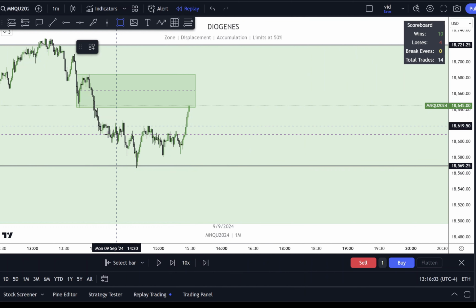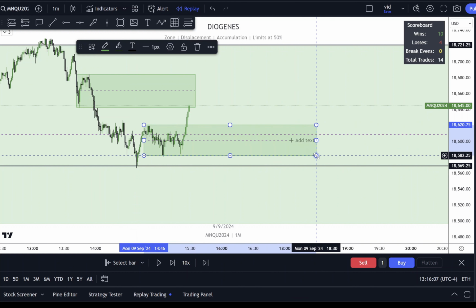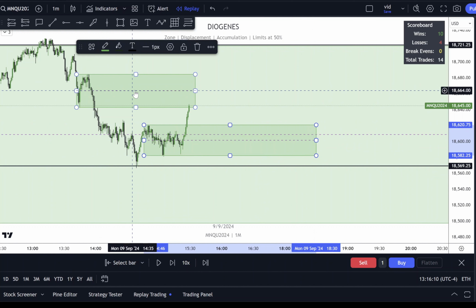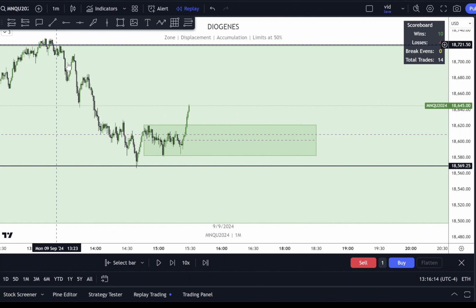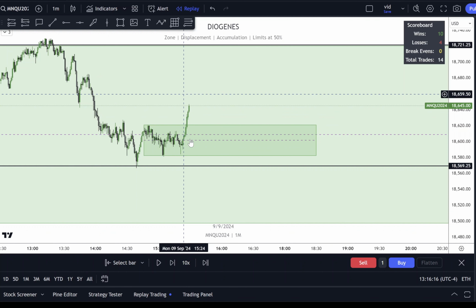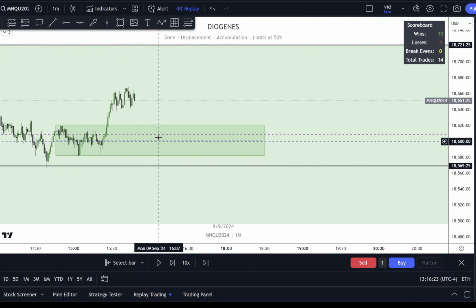Okay, so we have this zone, so this is now my new zone. Am I taking a short from here? Absolutely not. Okay, that's a story from the past. I'm following what price is dictating now. Okay, cool.